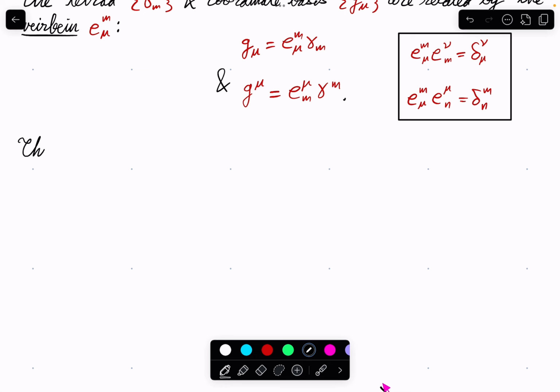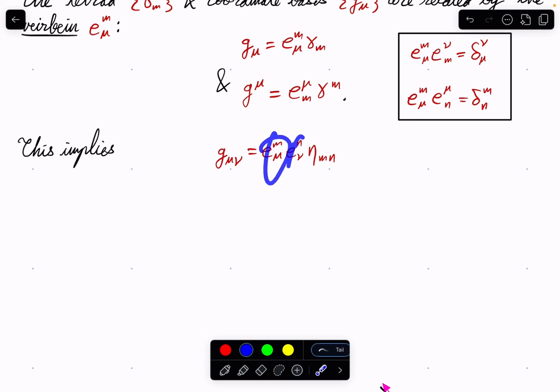And this finally implies that the coordinate metric can be rewritten as e^m_mu e^n_nu eta_mn. So you have these transforms which bring the local tangent Minkowski metric to the coordinate metric.